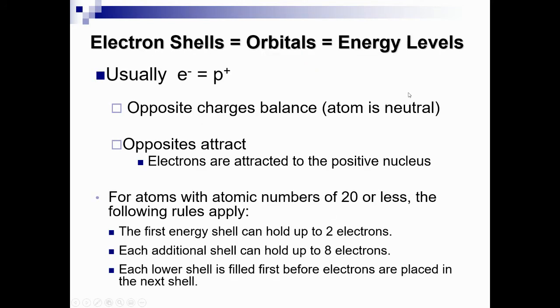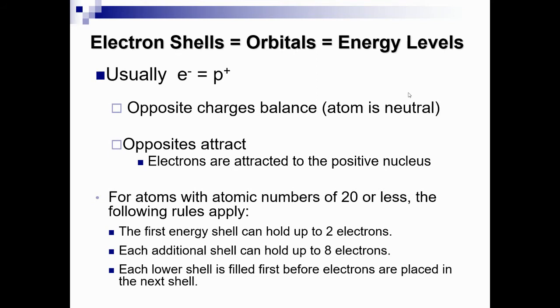All right, so the makeup of my atom. I've got my nucleus, and surrounding that, I have electron shells. These are sometimes called orbitals or energy levels. In my atoms, the number of negatively charged electrons is usually equal to the number of positively charged protons, because my atoms are neutral. Opposites attract. The negatively charged electrons are attracted to the positive nucleus, and that's what keeps them in orbit around that nucleus.